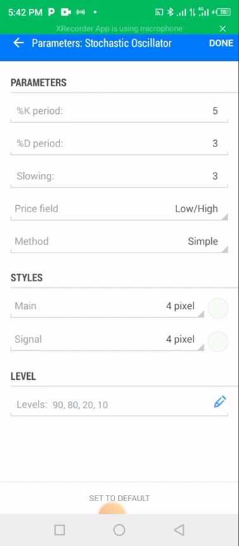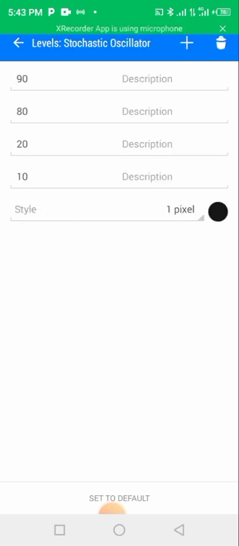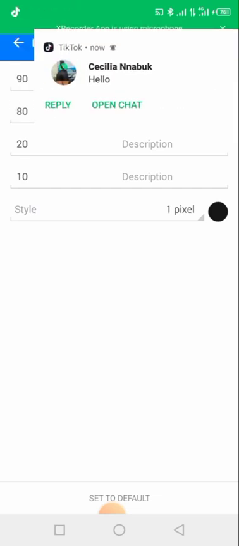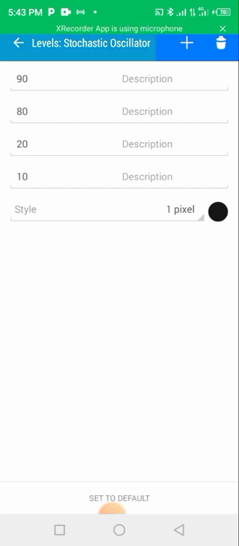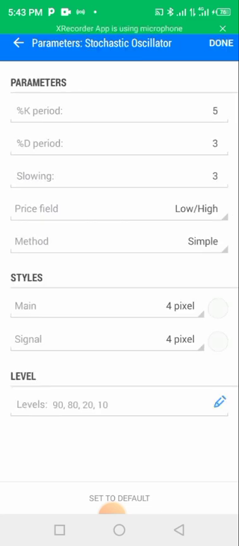I'm using a white color because I don't want the lines to show on my chart. So if you're using a black background, make sure you set the color to black. But if you're using a white background like I'm using, make sure you use white color. The signal here is 4 pixel, also white color. The levels here will be level 90, level 80, level 20, and level 10. Okay, after that you click on done.